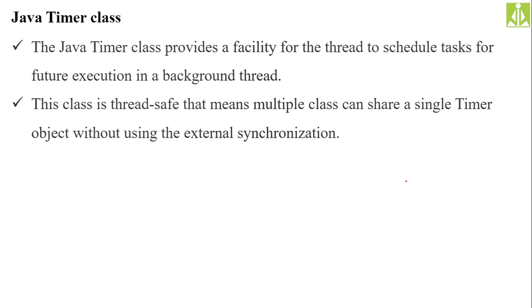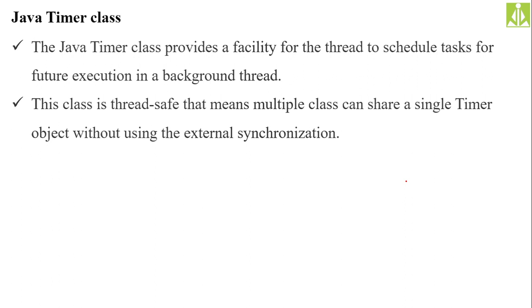So we have the last class under what we call the java.util package, that is the timer class. The timer class is something like a countdown timer unit, a stopper unit, a stopwatch unit, all those types of things you can get with the help of this timer class. This timer class provides a facility for threads to schedule tasks for future execution in a background thread.